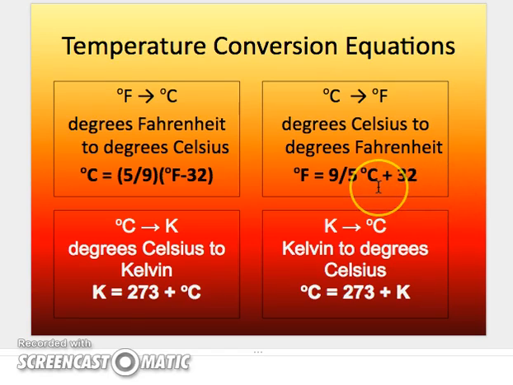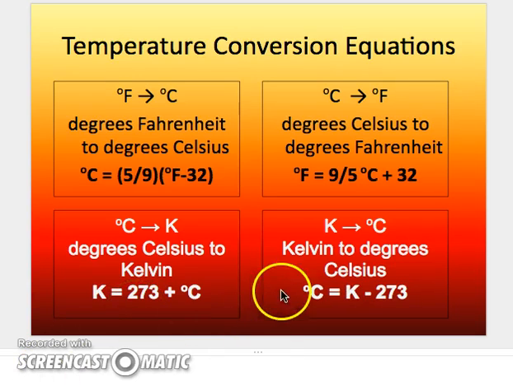We take our Celsius temperature, we multiply it by 9/5, and then we add 32 to the end. Okay, down here, we're going from Celsius to Kelvin and Kelvin to Celsius. And this one's a little easier. We don't have that little fraction in there to multiply by. But to go from Celsius to Kelvin, we take our Celsius temperature and we add 273.